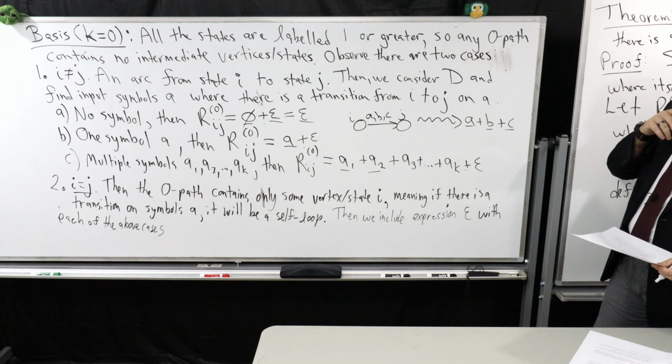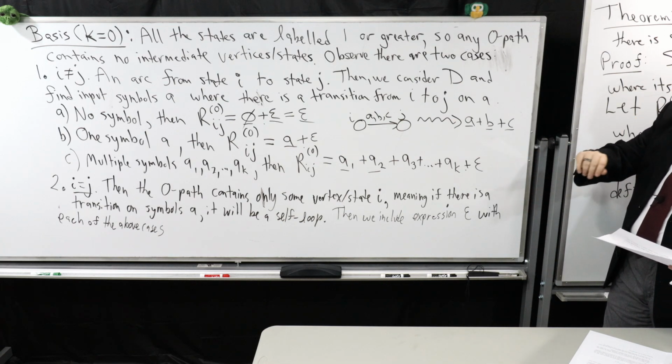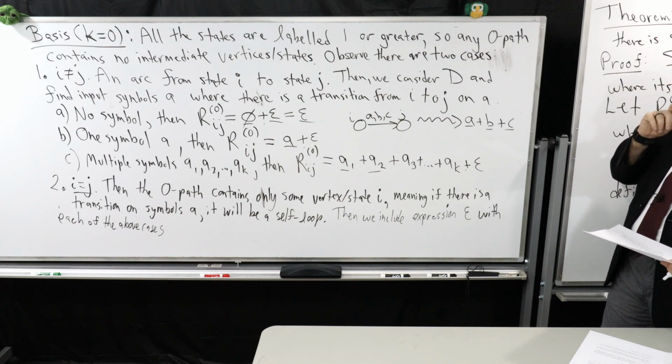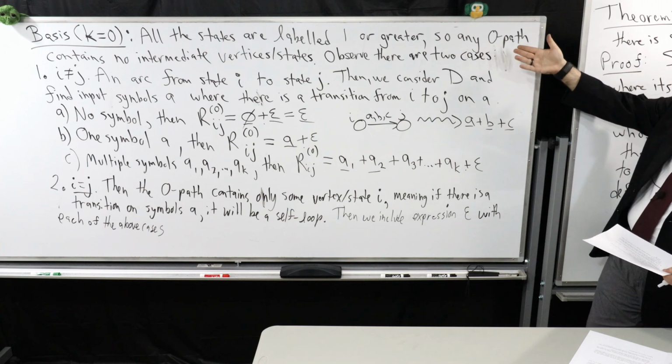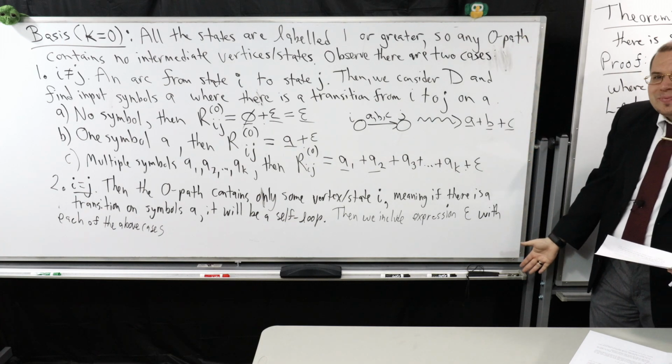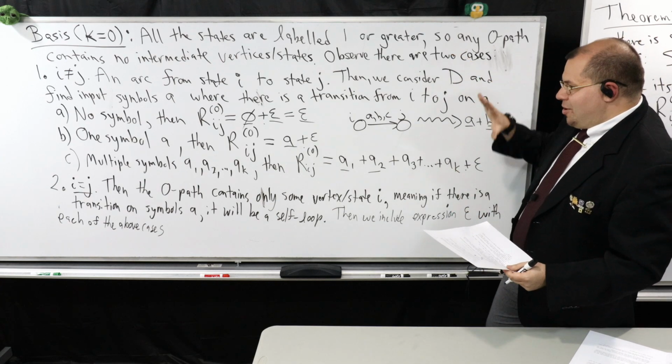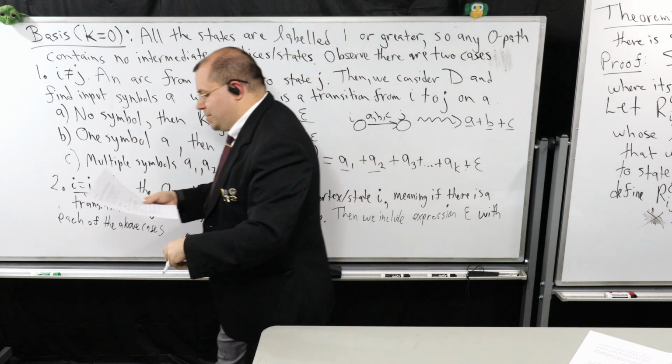So are we okay with case number 2 here? This is what you would do with any zero path. This lists out all the possibilities of what could happen.